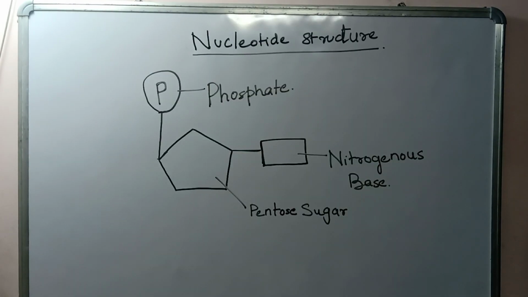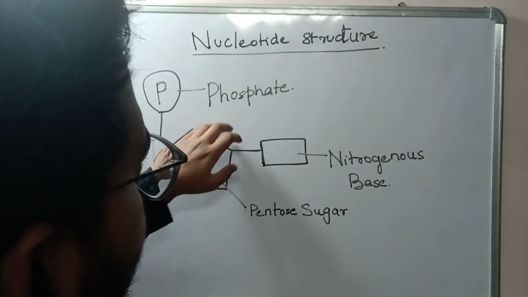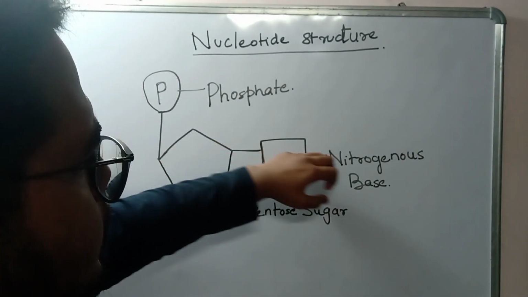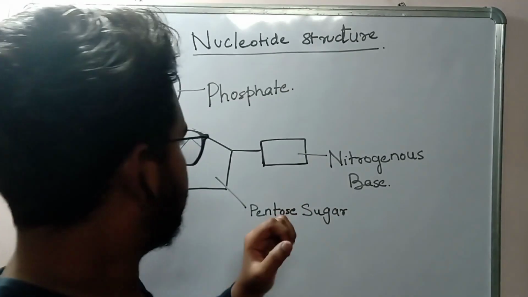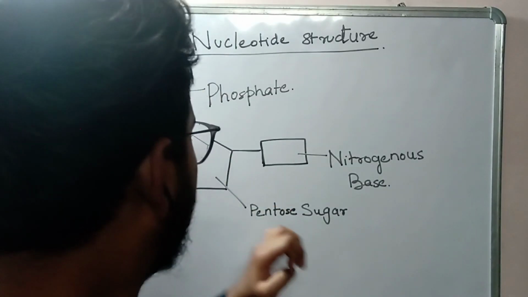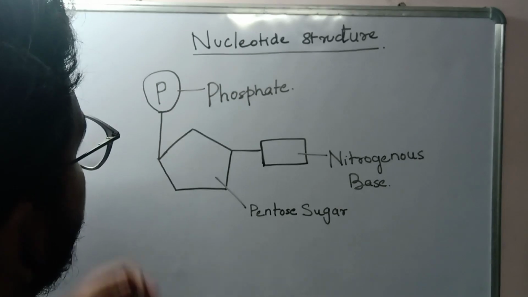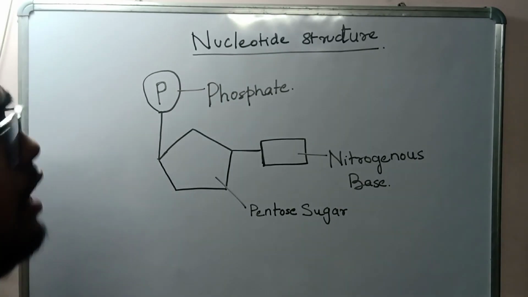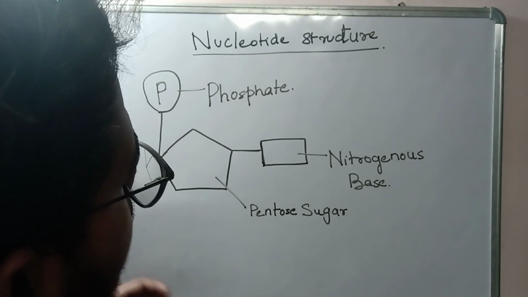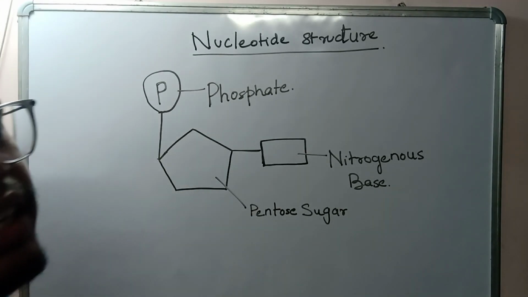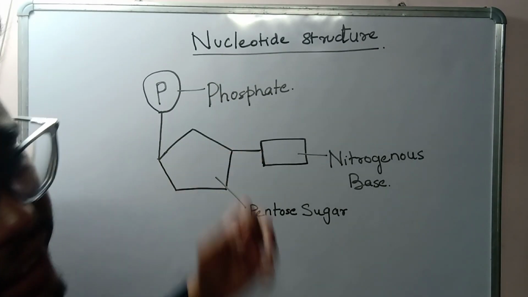Now we will see the structure of a nucleotide. Here are 3 different parts of the nucleotide. First one is the phosphate group, which is attached to the pentose sugar with a phosphodiester bond, and here is the nitrogenous base which is attached to the pentose sugar with a glycosidic bond. It is the basic structure of a nucleotide, and after repeating it forms a single strand of DNA. With hydrogen bonds the 2 strands of DNA get attached and make a double-stranded helical structure, and it is known as DNA.